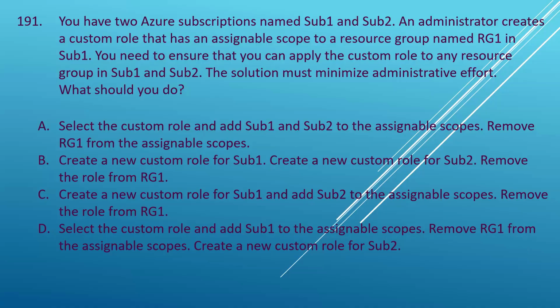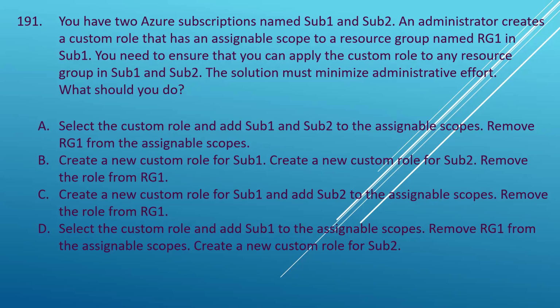This is question number 191 of the series, friends. You have two Azure subscriptions named Sub1 and Sub2. An administrator creates a custom role that has an assignable scope to a resource group named RG1 in Sub1. You need to ensure that you can apply the custom role to any resource group in Sub1 and Sub2. The solution must minimize administrative effort.